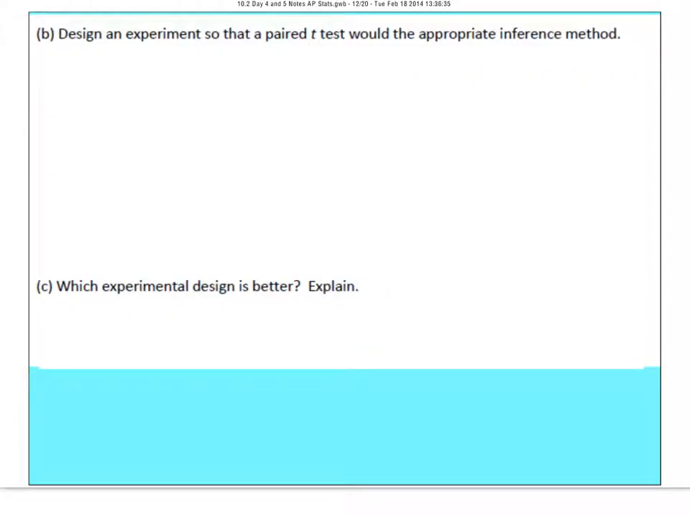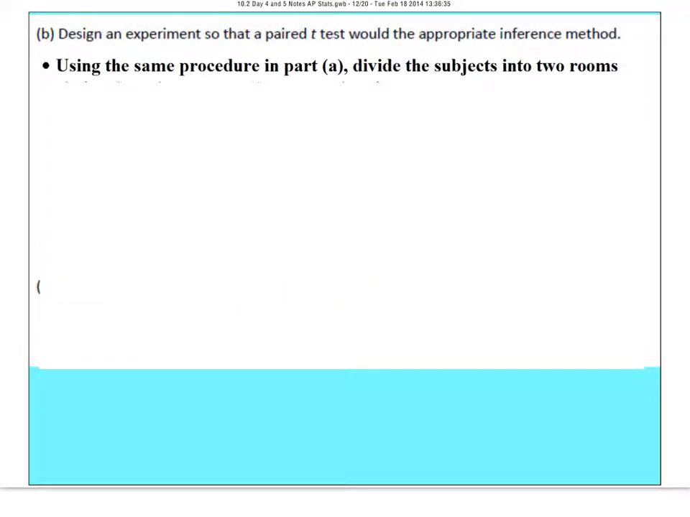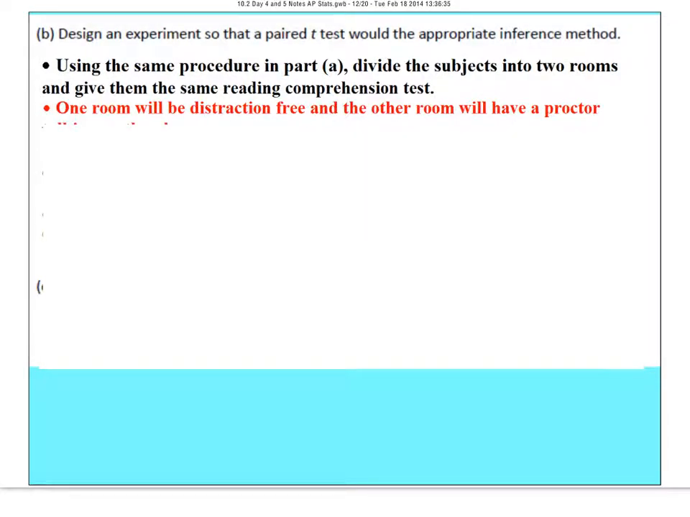What if I wanted to make it paired data and I just wanted to do a 1-sample t-test for it? What would be a good way to design that? Well, basically, I want to have 1 subject, but that 1 subject is going to get both of the treatments. So we have to make the person get both treatments of quiet and distracted room. So let's do this. Let's use the same procedures in A to divide the subject into the 2 rooms and give them the same comprehensive reading test. However, before they start the test, 1 room will be distraction-free and the other will have a proctor talking on the phone. So the first test they take, half the group will be in a quiet environment, the other will not.